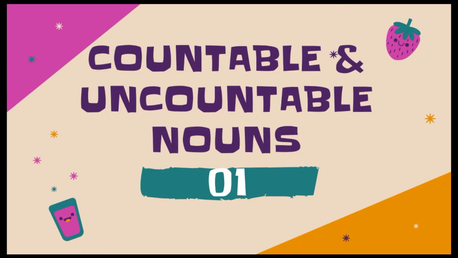Okay, class. The first lesson, we are going to learn about countable and uncountable nouns. Countable is something that we can count. And uncountable is something that we cannot count one by one. Okay, let's look at the countable first. So the countable noun is something that we can count. For example, 1 burger, 2 burgers.